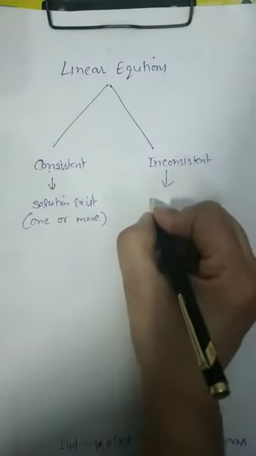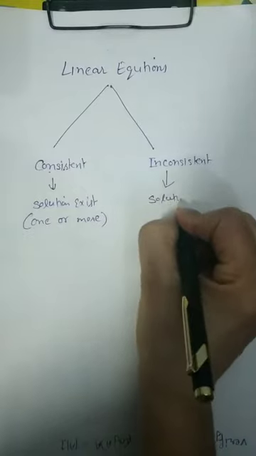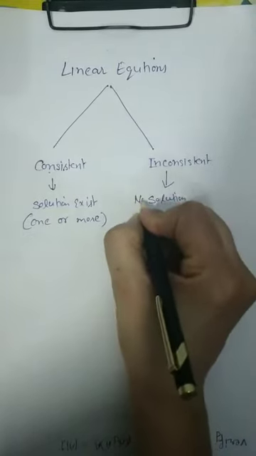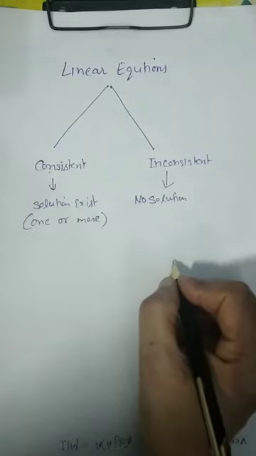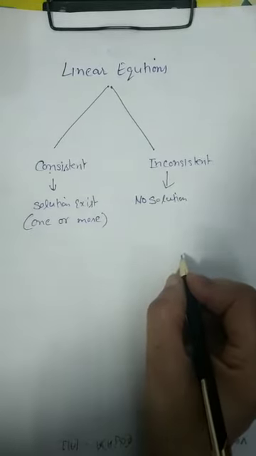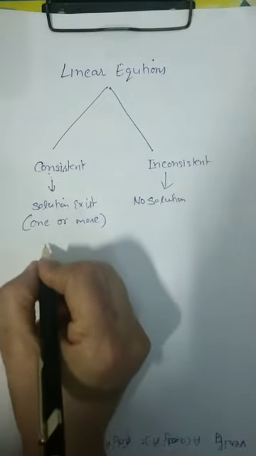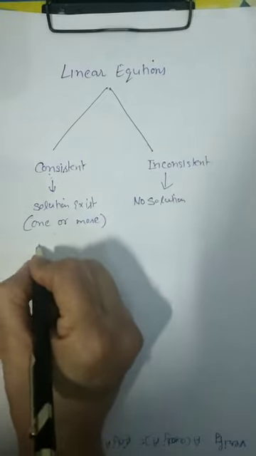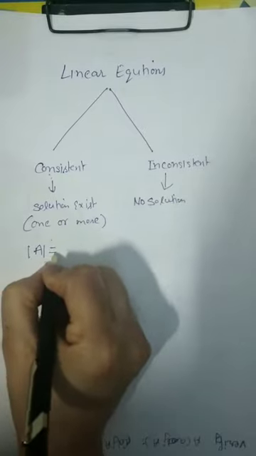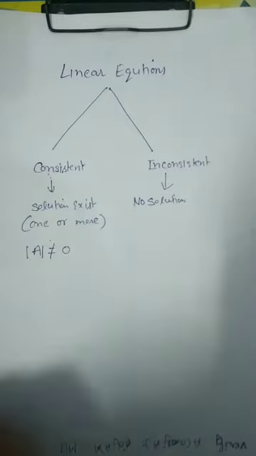Inconsistent equations are those where a solution does not exist, or you can say no solution. If it has no solution, then they are called inconsistent. So consistent equations are those in which we have determinant of A not equal to 0.